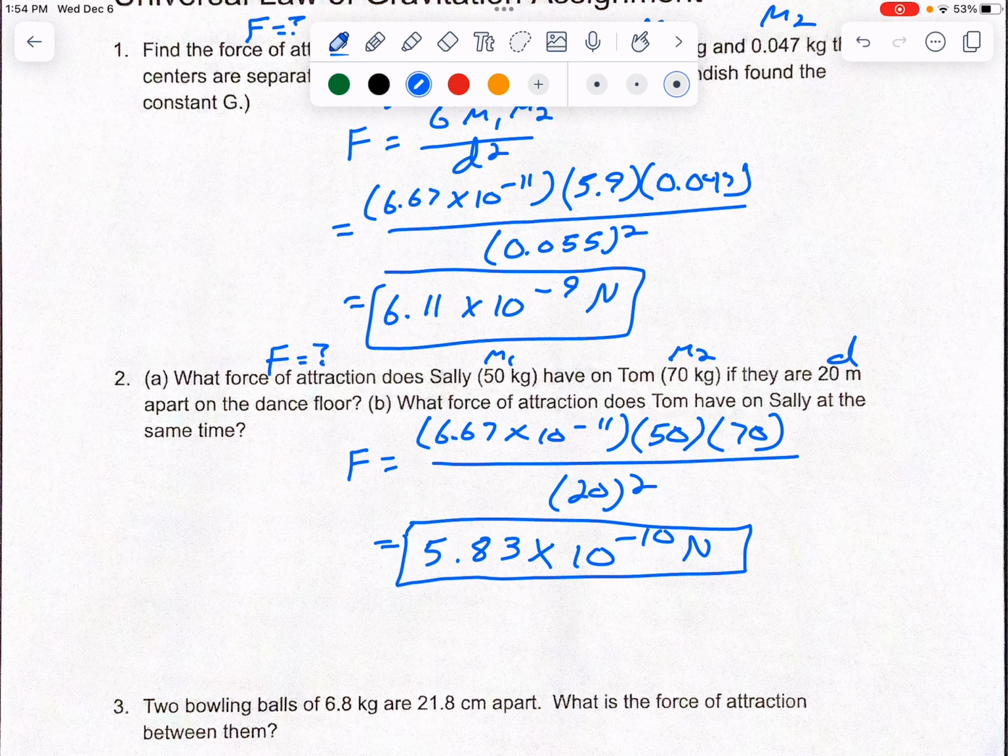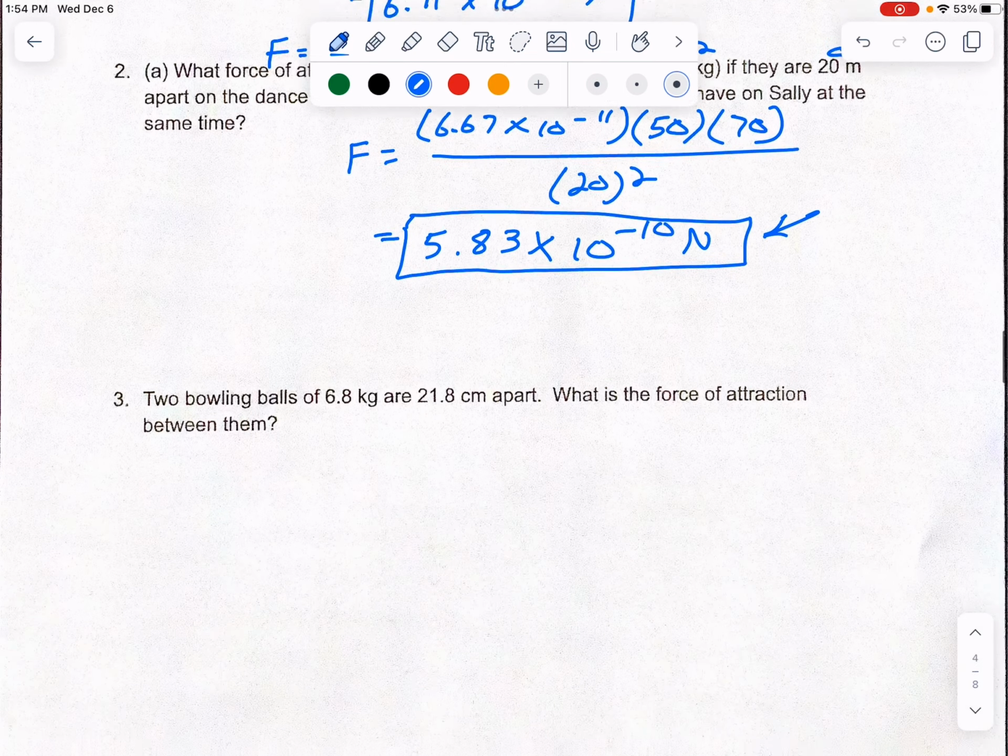Now when it says what force of attraction does Tom have on Sally at the same time, once you know this force, that is the force of attraction. That doesn't mean that Tom has some stronger force or Sally has a stronger force. Once you know that force of attraction, that is the same attraction force. So that is your answer for B. It doesn't change.